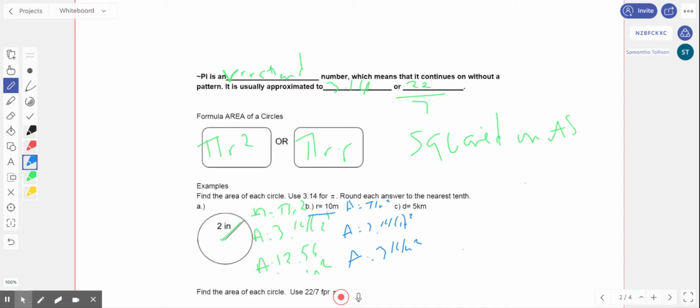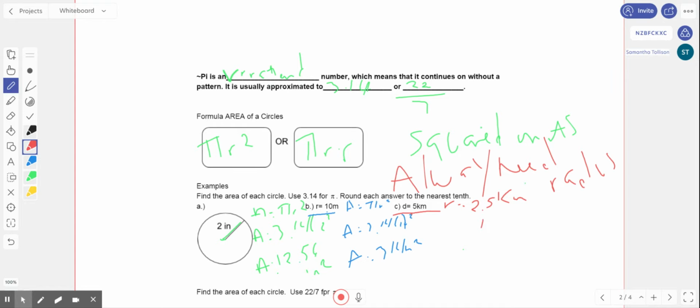Now for my last one, I'm given diameter, but my formula for area always requires me to be given my radius. So if my diameter is 5 kilometers, that means that my radius here is going to be 2.5 kilometers. That's the first thing that you need to do, that first conversion. You always need your radius.